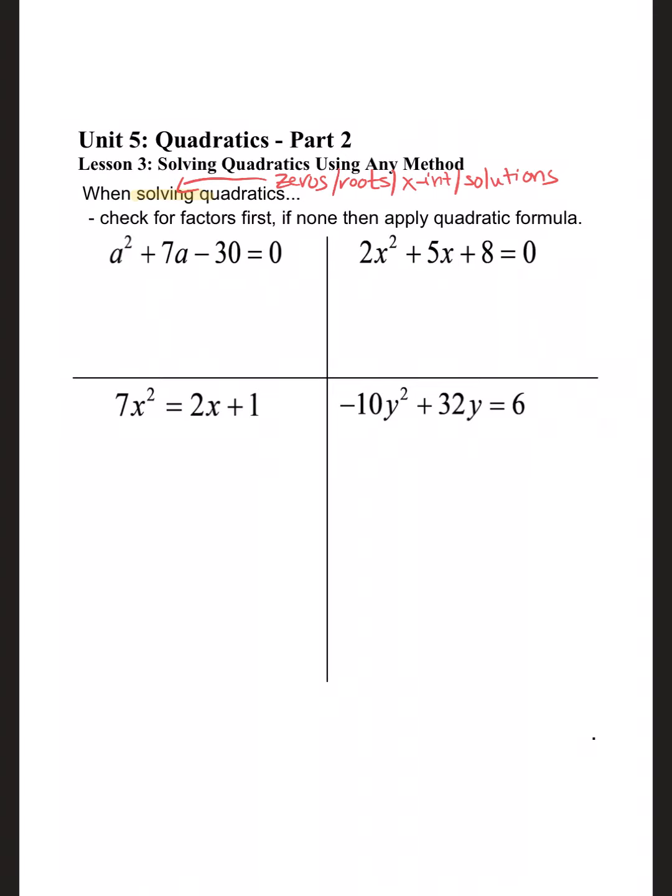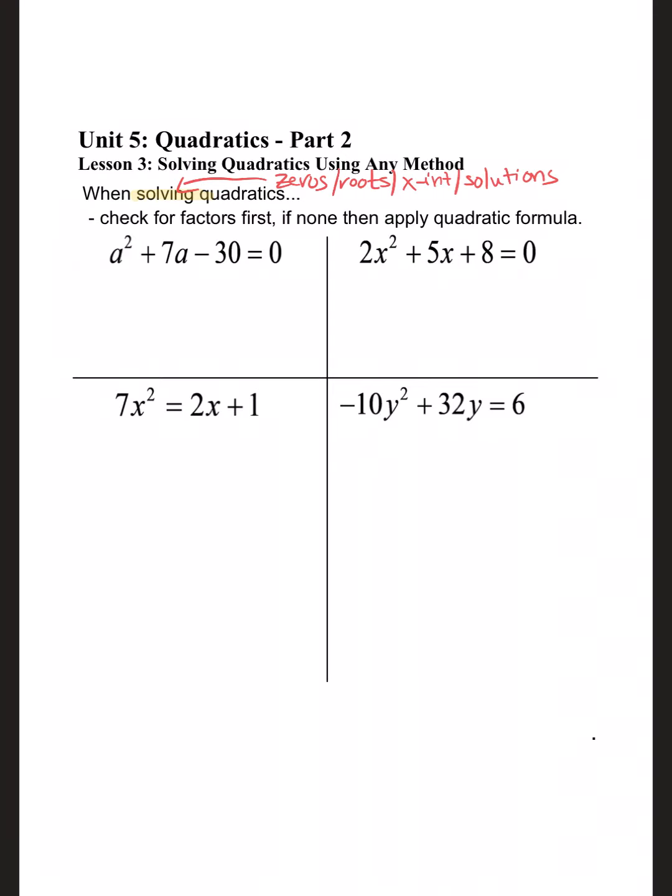So we've already spent lots of time talking about that we could factor to find our solutions. In the previous day's lesson, we introduced the quadratic formula. So today we're going to look at a few examples and try to decide, should I factor it? If it's not factorable, then I'm going to use the quadratic formula. So always check for factors first.